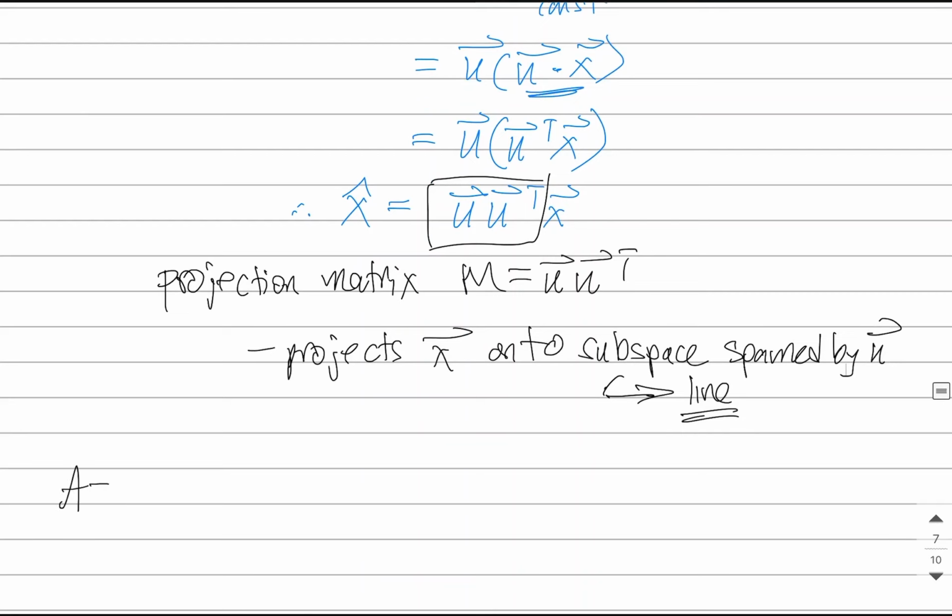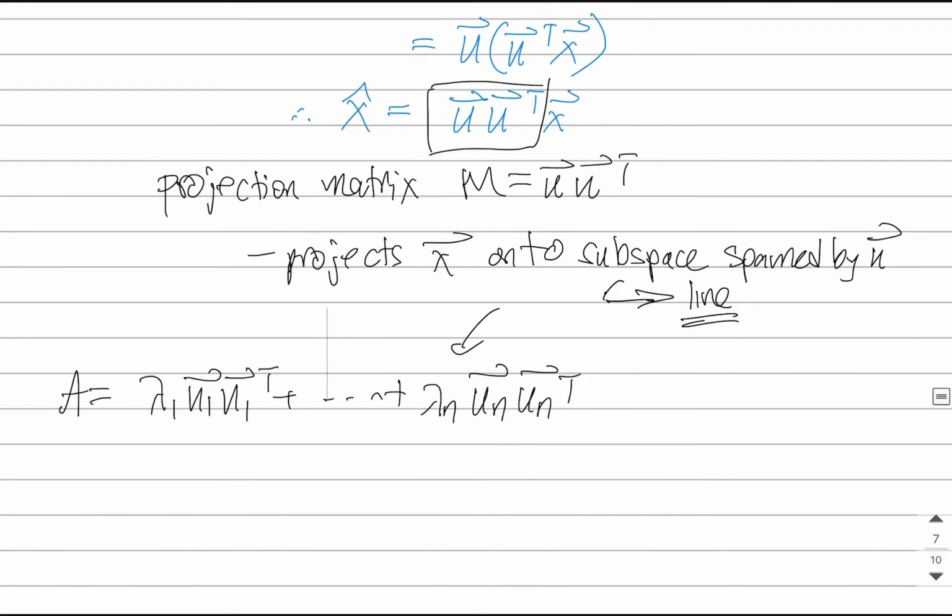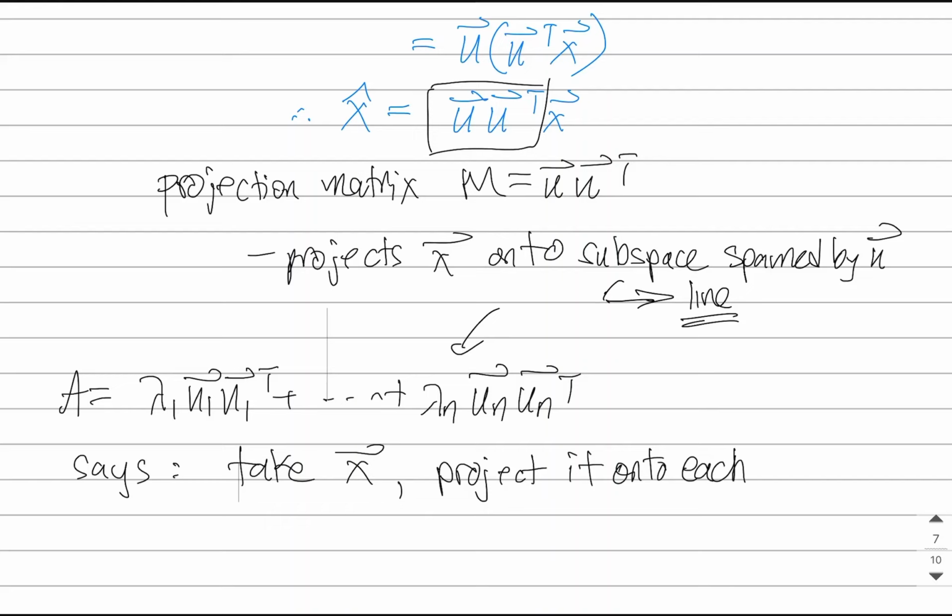When I have this spectral decomposition, remember that each one of these u's was an eigenvector. So the spectral decomposition says, look, we are going to take some vector x and project it onto each eigenspace.